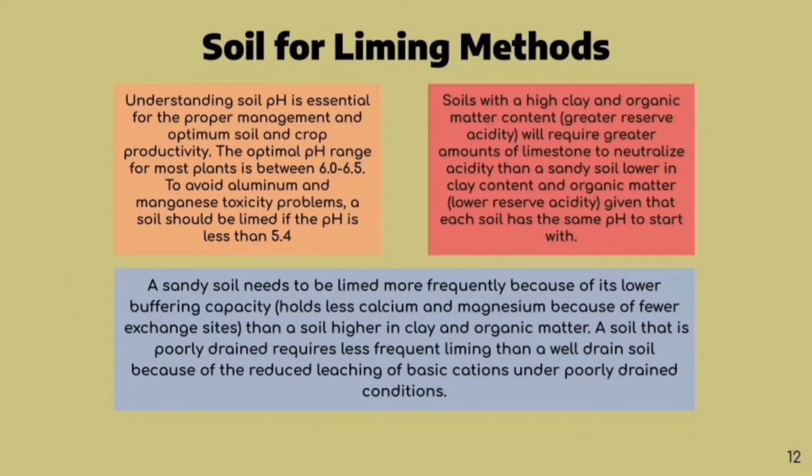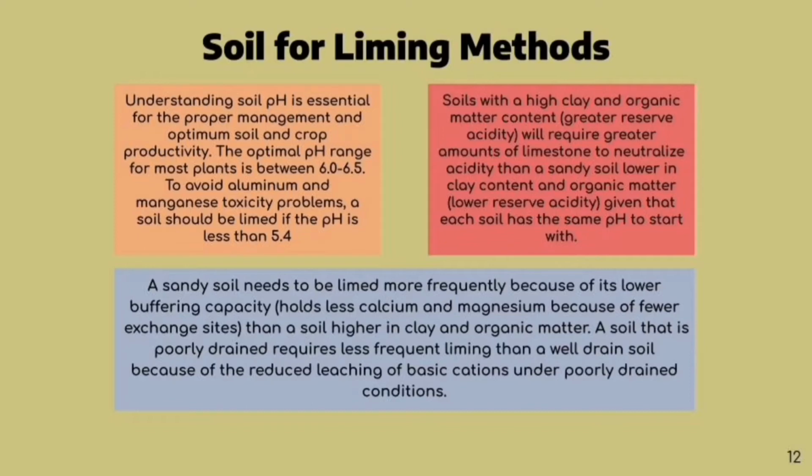Soil liming method. Understanding soil pH is essential for the proper management and optimum soil and crop productivity. The optimum pH range for most plants is between 6.0 to 6.5. To avoid aluminum and manganese toxicity problems, a soil should be limed if the pH is less than 5.4.